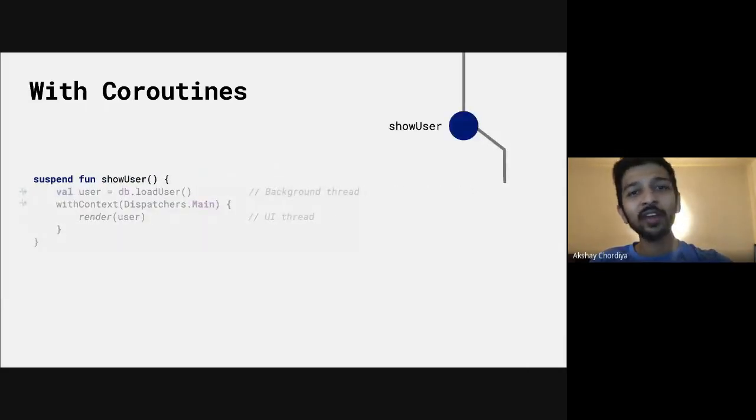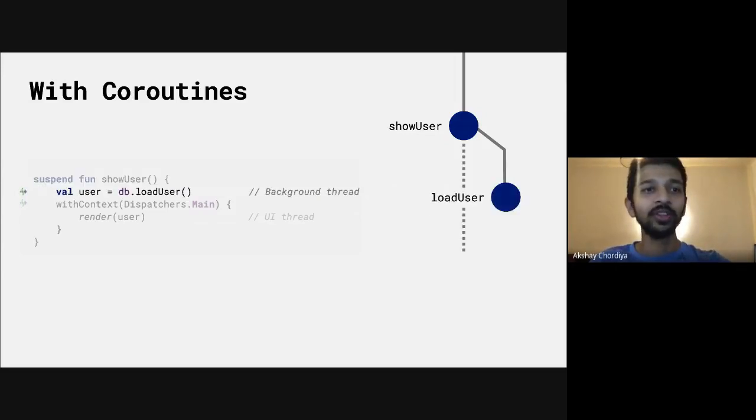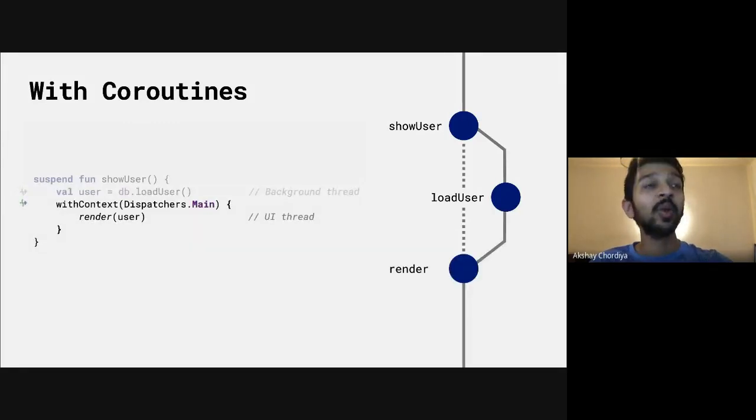Let's dive in a little bit deeper and see how it works internally. It will start by calling the show user function, and since it's marked as suspend, it will automatically switch to a background thread or the thread specified while launching the coroutine. Then the user will be loaded from the database on this different thread, while the main thread continues to go ahead without waiting for anything, that is, not freezing or blocking the user experience at all. Then because of the withContext function, it will switch back to the main thread, call the render function, and display the UI.